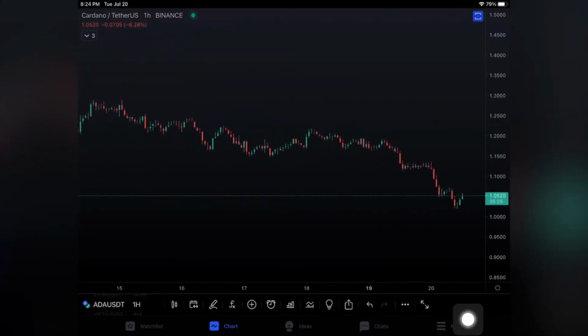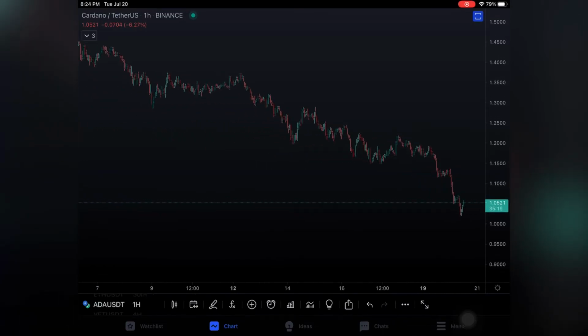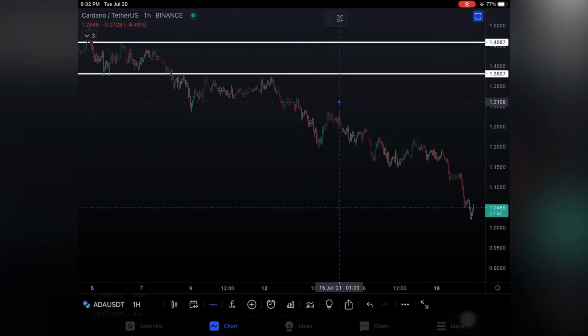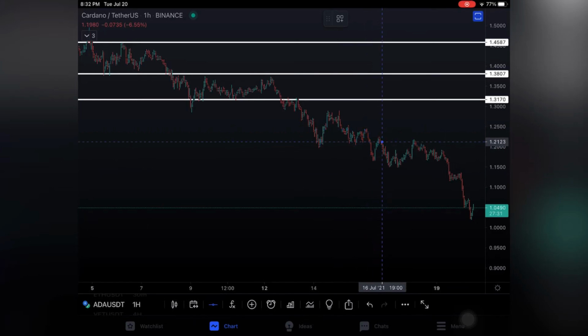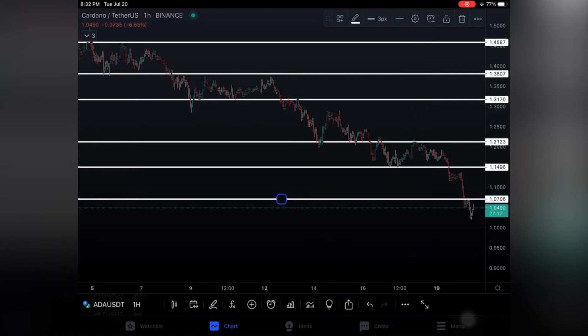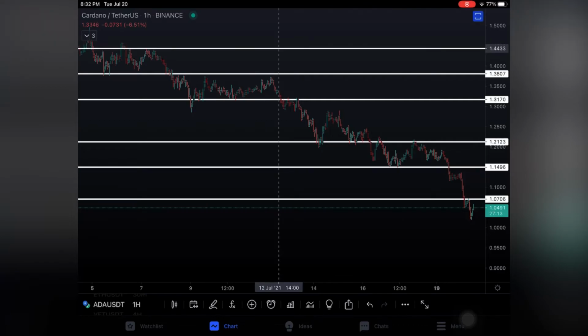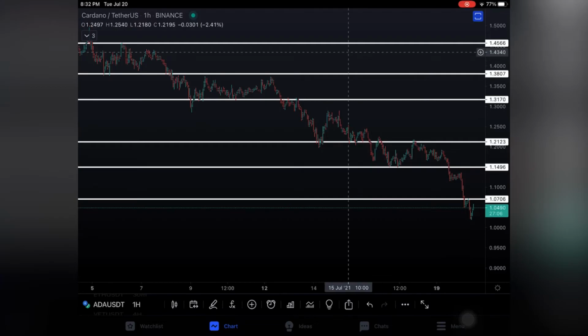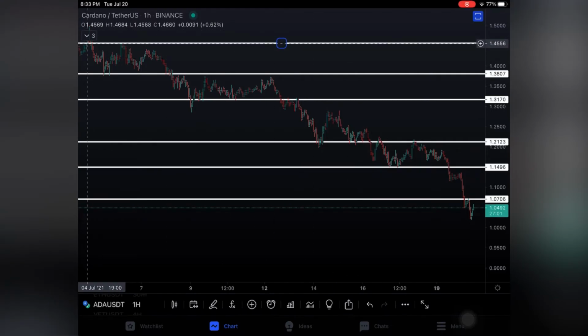Now let's take a look at some examples. So let's use Cardano in the 1-hour time frame. So first, we zoom out. Then draw at the most obvious levels. So for me, these are the most obvious levels. So this one, and lastly, this one. Then get the most number of touches. Therefore, we will adjust our lines to get the most touches or bounces from it.